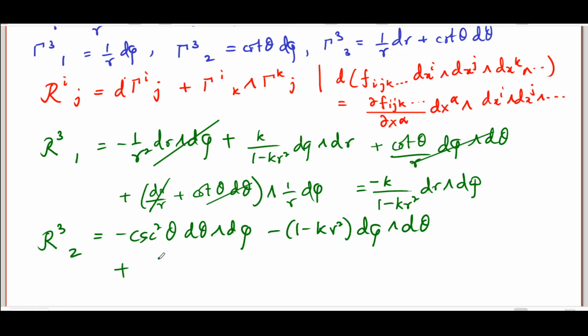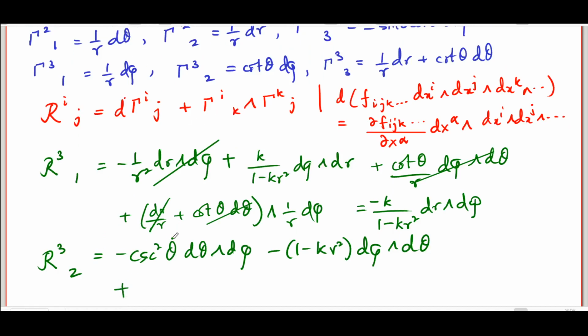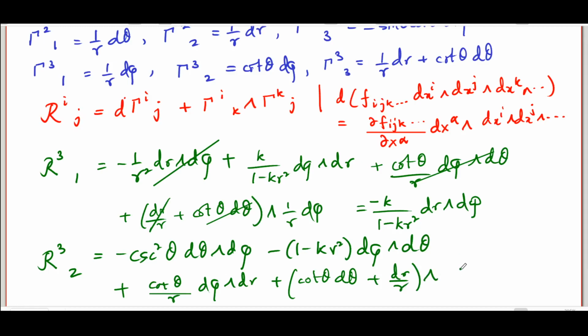Then you have to add to this gamma 3 2 wedge gamma 2 2. Cot theta d phi, 1 by r dr. Cotangent theta by r d phi wedge dr. And finally gamma 3 3 gamma 3 2. So cot theta d theta plus dr by r, that's the gamma 3 3, wedged with gamma 3 2, cot theta d phi.